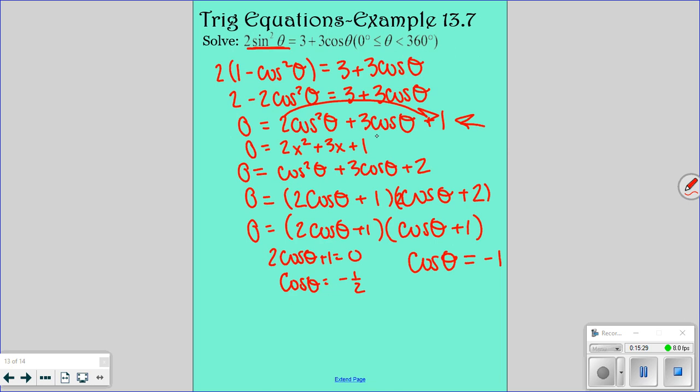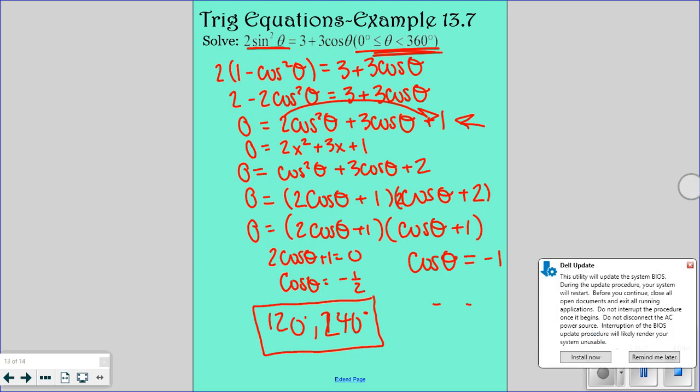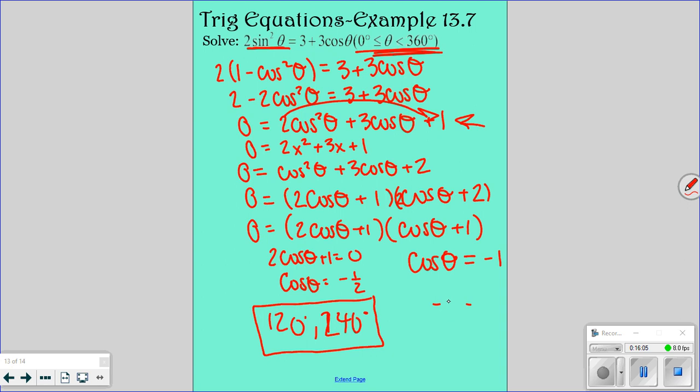And then we need to figure out what degree angles, because it's in degrees, does cosine equal negative 1/2. Cosine equals 1/2 at 60 degrees. So negative 1/2 would be 120 and 240. And then for cosine equal negative 1, you're looking at your quadrantal angles. Cosine is your x values, and so the x is negative 1 at 180 degrees. And so those would be your 3 answers for this one.